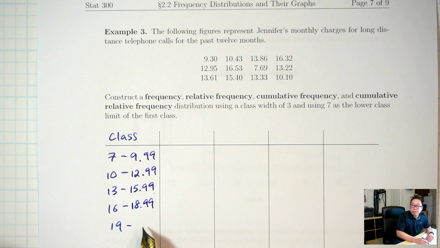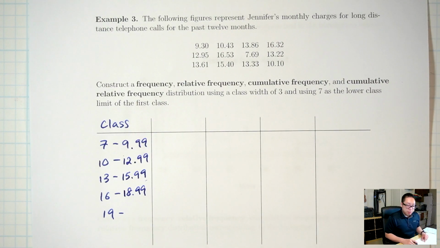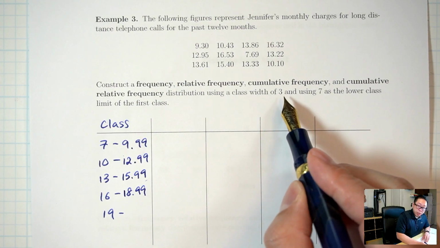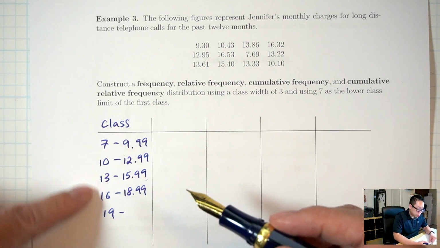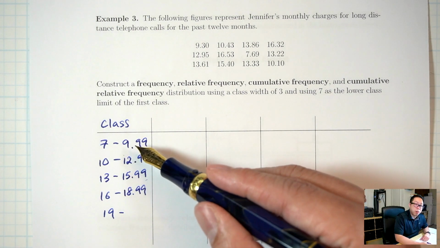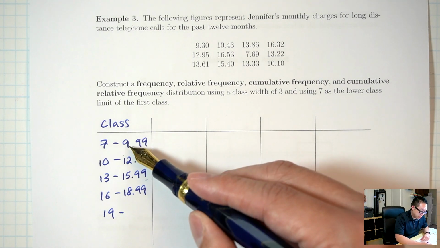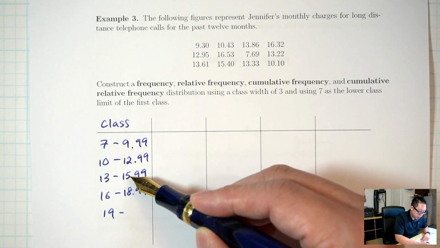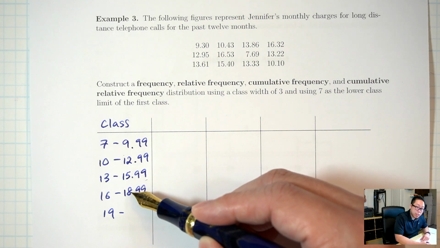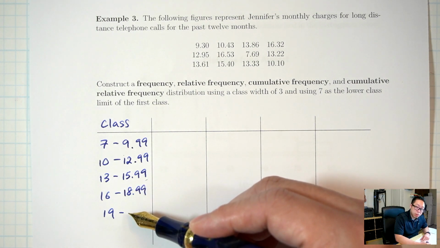And then what about this last one? Remember, a class width of 3 is telling me that all my numbers should go up by 3. My lowers go up by 3. My uppers are also going up by 3. 9 plus 3 is 12. 12 plus 3 is 15. 15 plus 3 is 18. 18 plus 3 is 21.